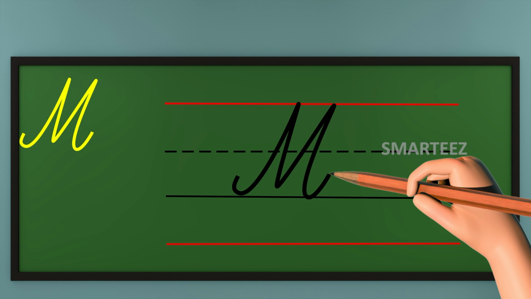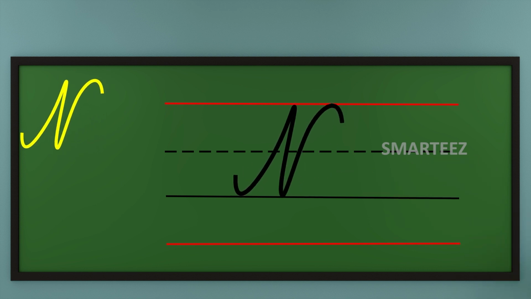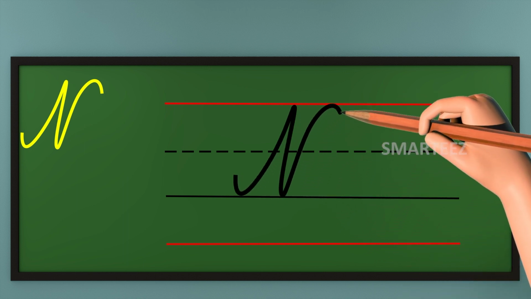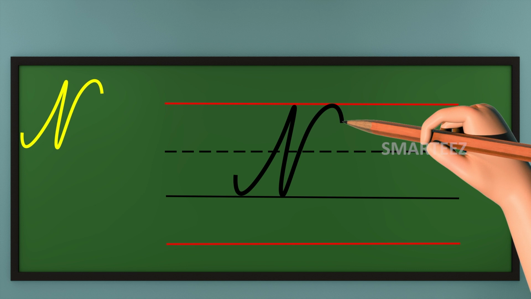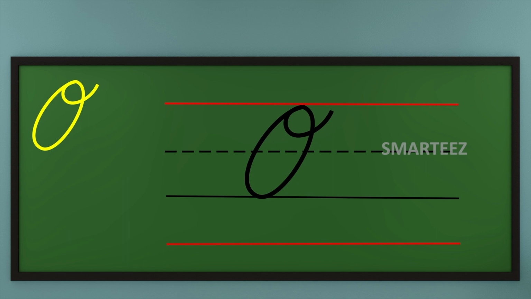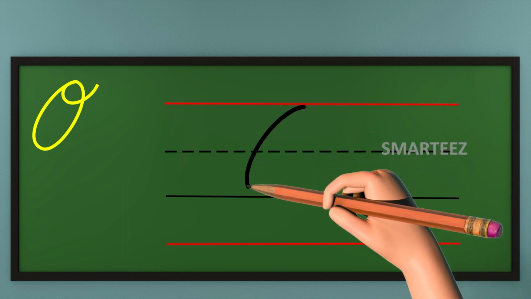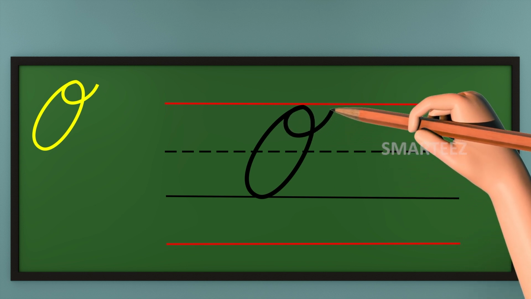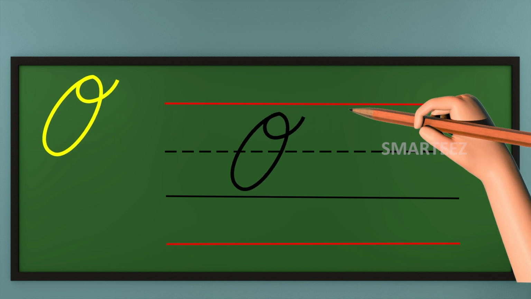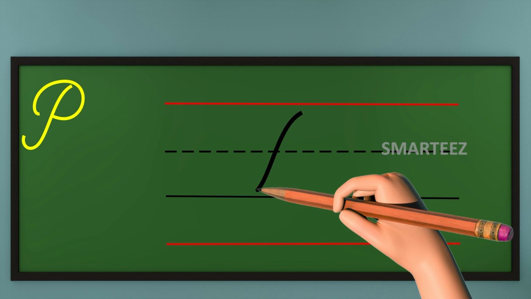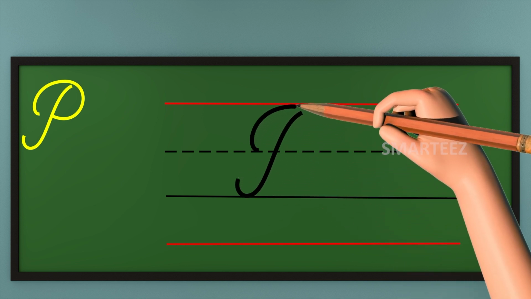Let's move on. The next character is N. You write N like this. Okay, the next character is O. You write O like this. Okay, the next character is P. You write P like this.